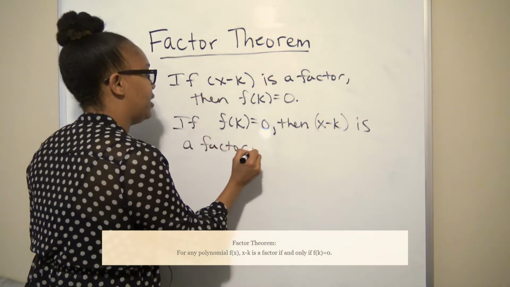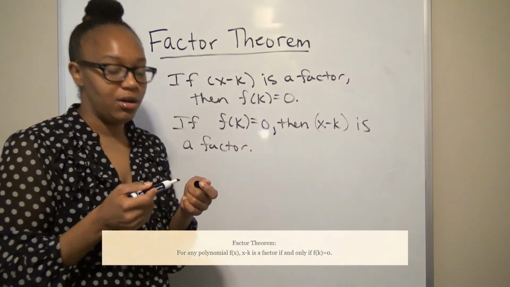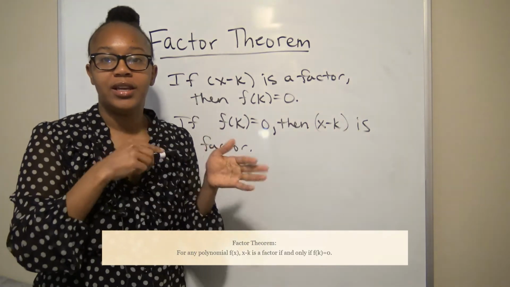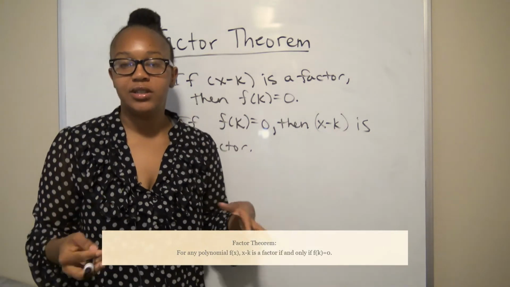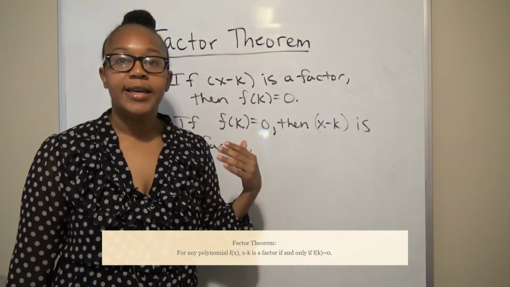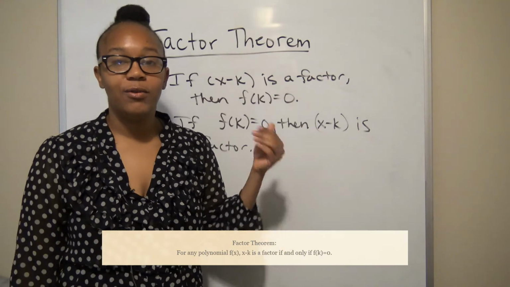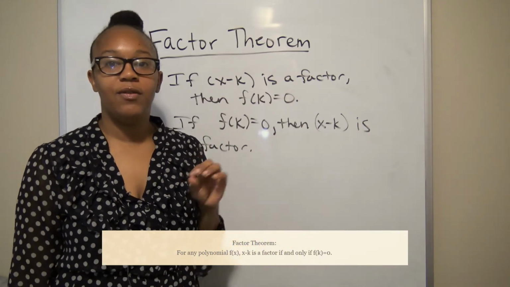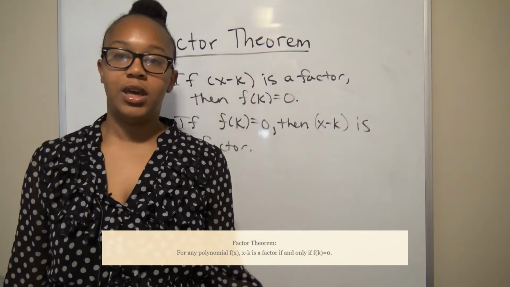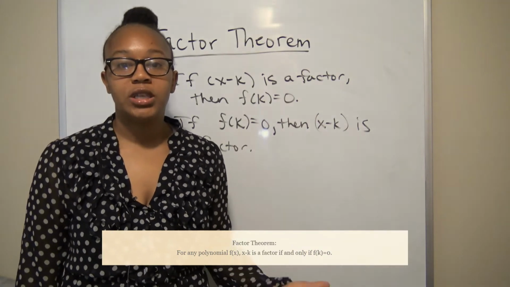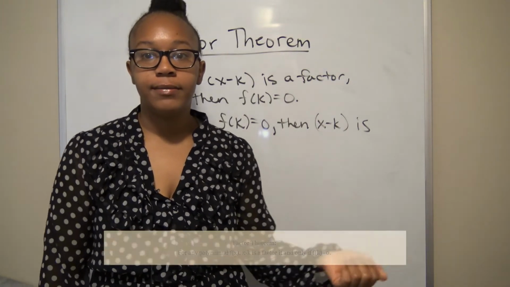So what is this saying? This is saying that if we have a 0 of the polynomial, then x minus that 0 is a factor, and vice versa. If we know that x minus k is a factor, then we know that f of k equals 0, which means k is a 0 of the polynomial. So let's work some examples. Let's see how this would play out.